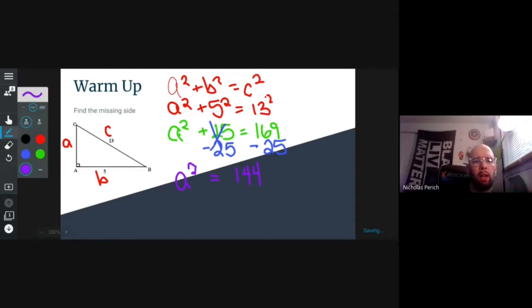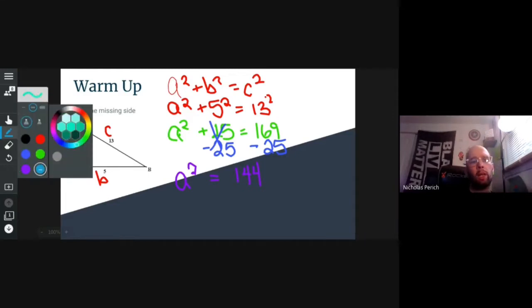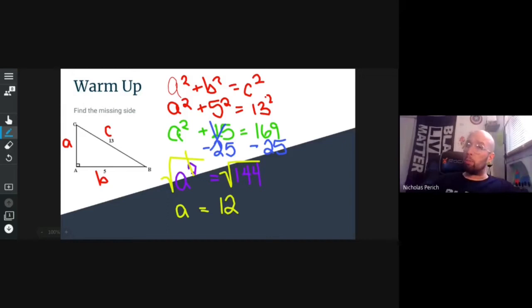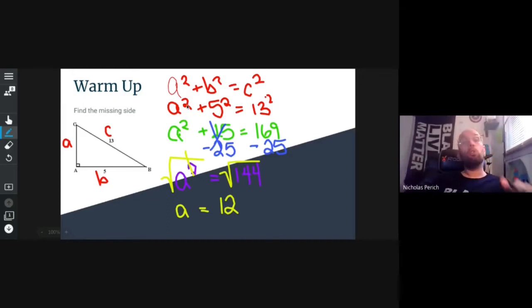Is A all by itself now? No. What is in the way? That's squared. How do we get rid of it? Let's use yellow to square root. Square root everything. A is equal to 12. And normally I'd attach the positive or negative, but since this is Pythagorean Theorem, I don't need to.